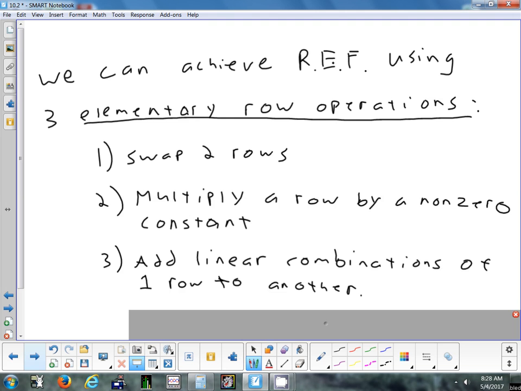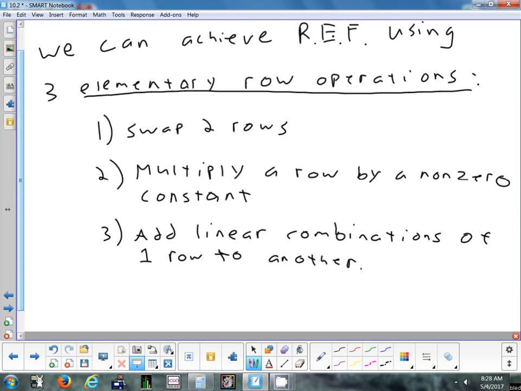And the third thing you're allowed to do is add a linear combination of one row to another. The third one, that one we use a lot. An example of the third one would be something like take row 1, double it, and then add it to row 2. That's adding a linear combination of one row to another row. But those are the only 3 things that you are allowed to do that will not mess up what we're looking for.